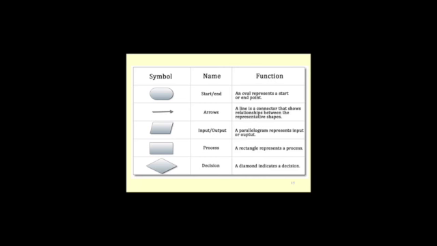To summarize everything we have discussed, these are the symbols: this is the shape, this is how it looks, this is the name of the symbol, and this is the function. What does function mean? Function means what it does. For example, this is an oval, which represents a start or end point. This is an arrow, a line connector that shows the relationship between the shapes, and so on for the rest of the shapes.